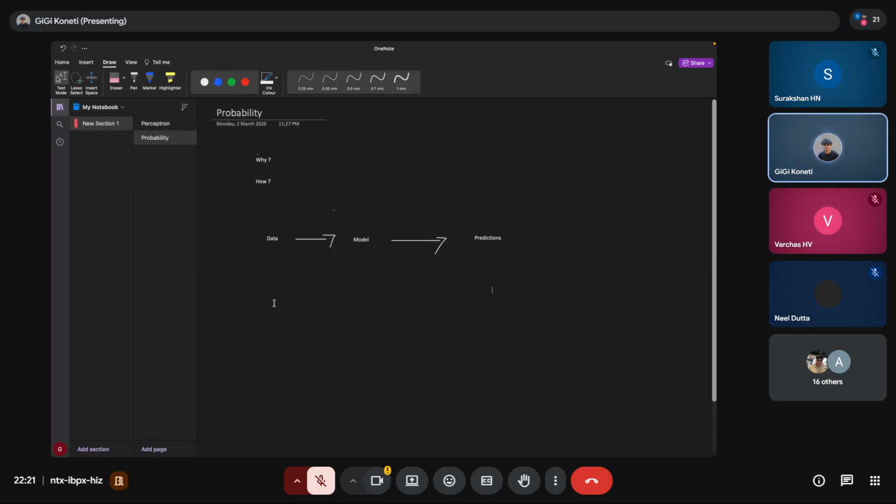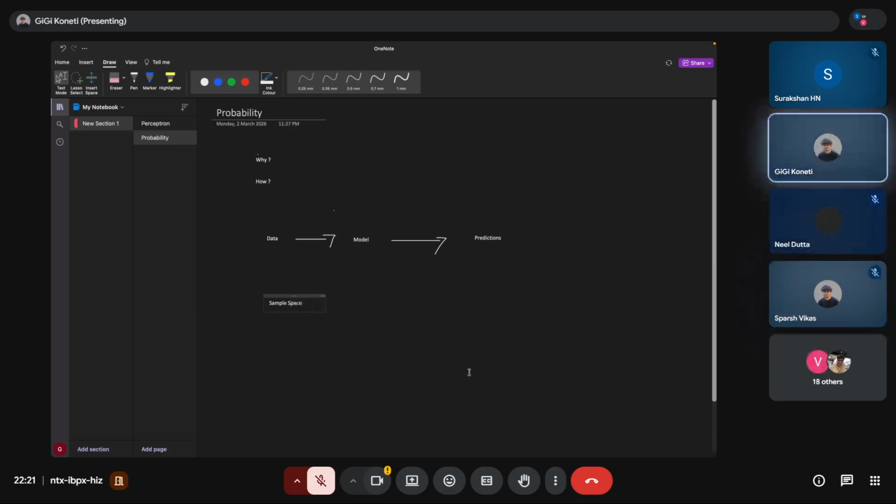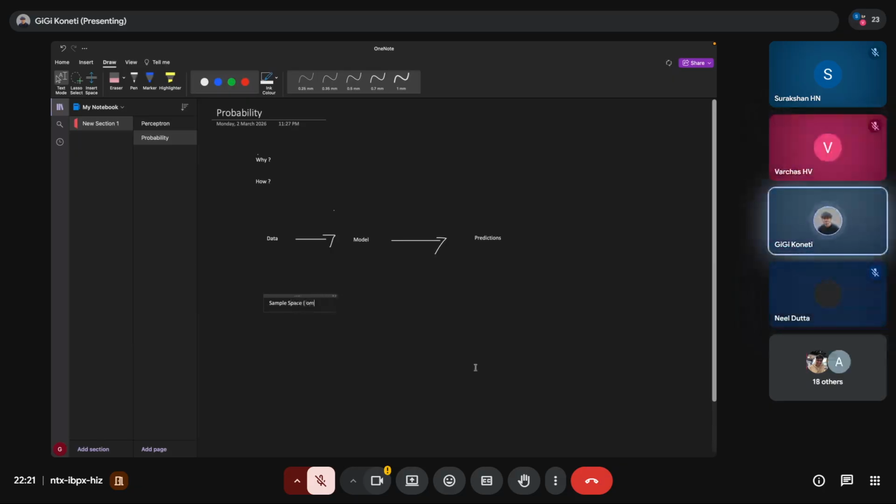So mostly here the terms which we explore are sample space, that is denoted by omega, and event space, that is denoted by capital A. And we will be understanding probability functions. So probability function, right? Probability.